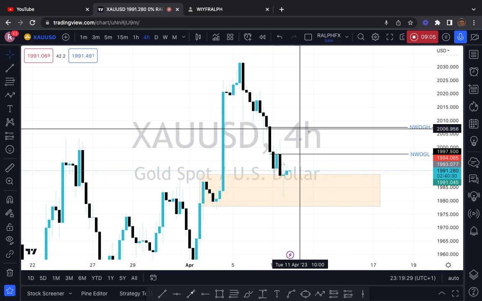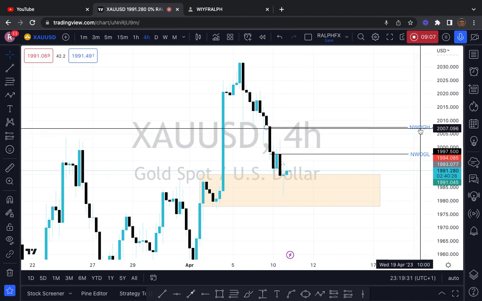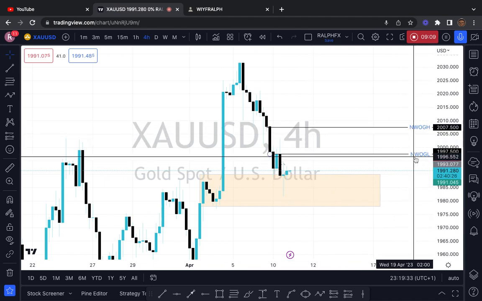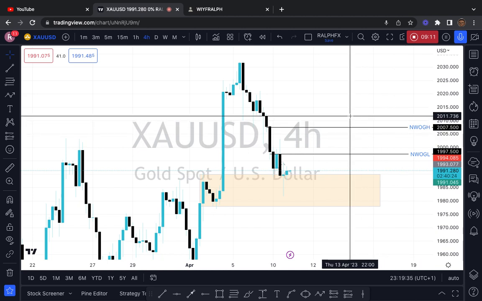Now you can see what I have marked out here. New week opening gap high, new week opening gap low, right? So price, we didn't trade on Friday because Friday was Easter, Good Friday. So Good Friday, so the markets were even closed, right? So there was no movement on gold. There was no movement at all on gold.